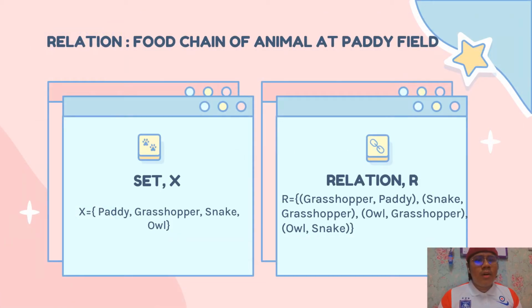Now we can move on to one of the examples that I can give for transitive relation. For example, I will choose the food chain of animals at a paddy field. Now I will take set X for animals at a paddy field. X equals paddy, grasshopper, snake, and owl. The relation is R equals grasshopper eats paddy, and snake eats grasshopper, then owl eats grasshopper, and owl eats snake in the paddy field.